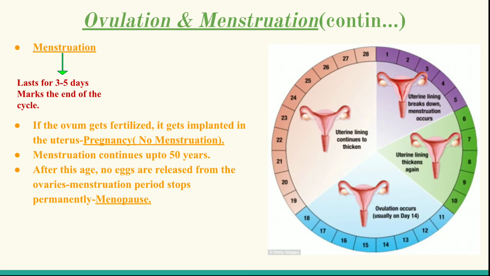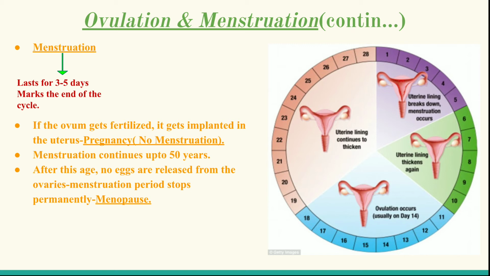It lasts for 3 to 5 days, or sometimes 7 days in certain cases. It varies. So it marks the end of the cycle, and again a new cycle begins. If the ovum gets fertilized, it gets implanted in the uterus. That means a pregnancy starts, and at that time no menstruation occurs.